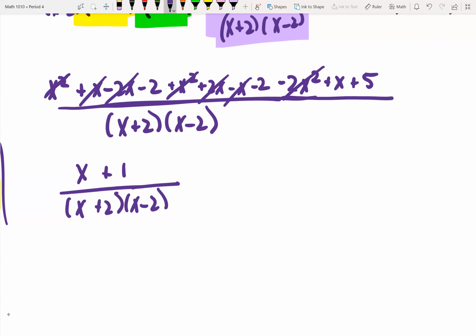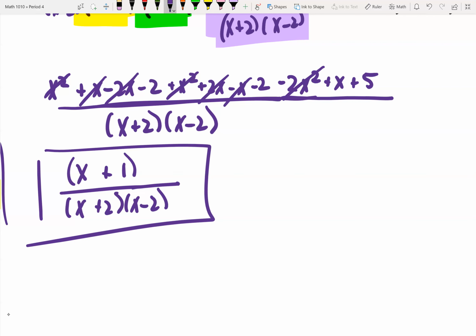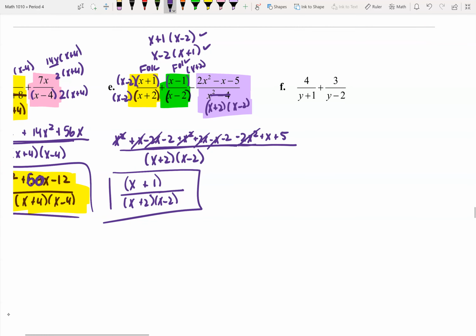Can I cancel the x's? Can I cancel those? No. See this x plus 1? It's not going anywhere, not the x, not the 1, unless I have exactly an x plus 1 on the bottom, which I don't, so there's nothing I can do. Raise your hand if you're good. Let's see. Okay, let me ask you a question. Do you see how I put parentheses around the x plus 1 at the top? Is that necessary? No, so don't get freaked out about that.